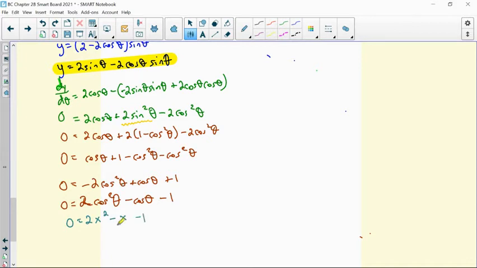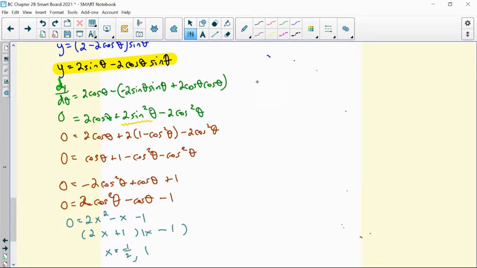Maybe you'd see the factoring a little bit more clearly: 2x and x. Then I'd put a negative 1 here, a plus 1 there. That would guarantee my negative 1. It lets the middle terms add up. And so I would say, okay, x is equal to negative 1/2, or x is equal to 1. But then again, what was x? Oh yeah, that was cosine.